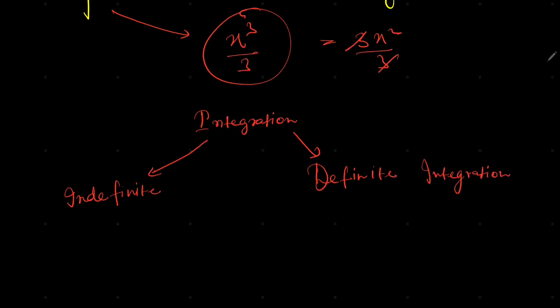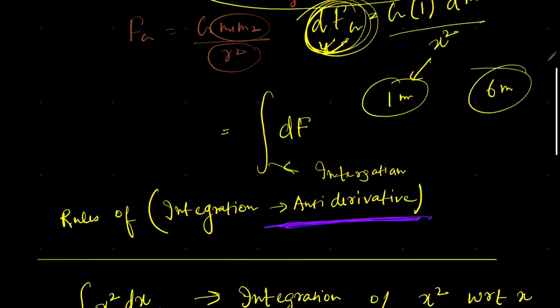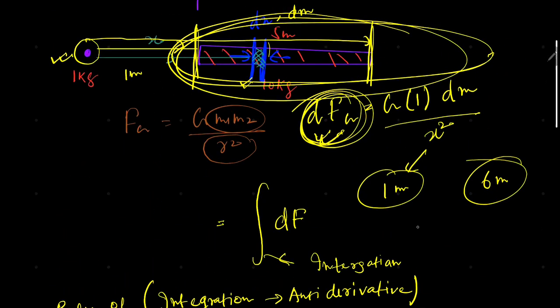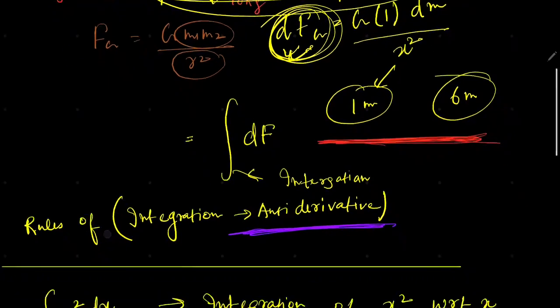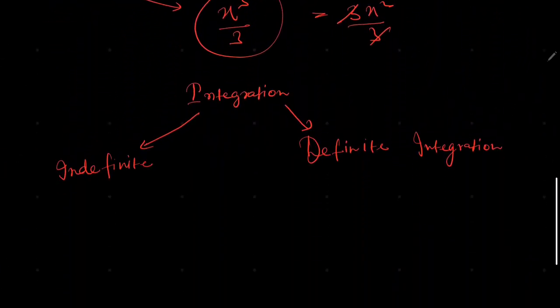During physics numericals, you will come to situations in which you may be unaware of the limit, that is, the range in which you have to integrate. Like in this question, we have to integrate from 1 to 6 meter, but sometimes you may not be aware of this. Such type of integration will be called indefinite, since you do not know from where to where you have to integrate it. Indefinite means simply unknown limits.